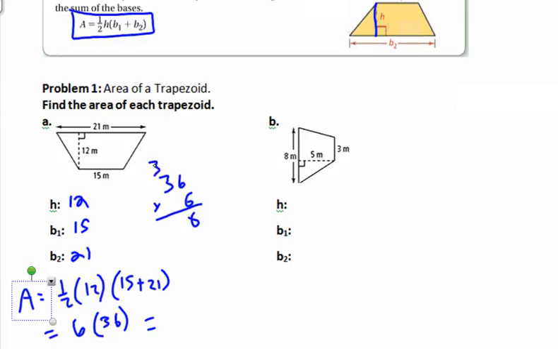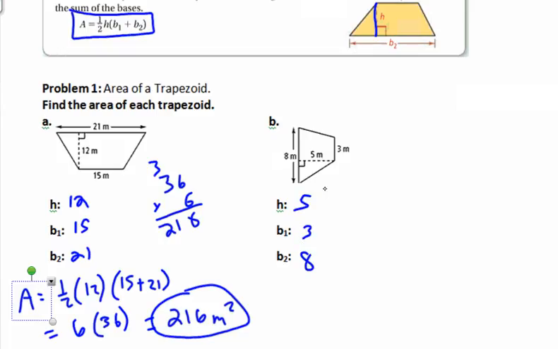and that's equal to 216. I hope I did my math right. 216 meters squared. We talked about this. Make sure you have labels. It's square units. Alright, looking at B, you'd have to rotate this because the parallel lines are 3 and 8. Those are the bases. So the height would have to be 5, the perpendicular line to those.